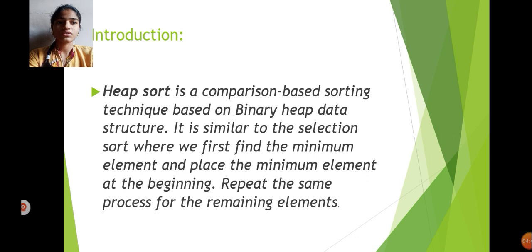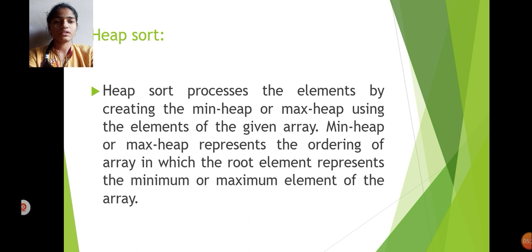It is similar to selection sort. As we know, in selection sort the minimum element will be found and it will be kept fixed. It is similar to the selection sort where we first find the minimum element and place the minimum element at the beginning. Repeat the same process for the remaining elements. Means heap sort is same like selection sort. So how is it the same? Let's see how it is done.